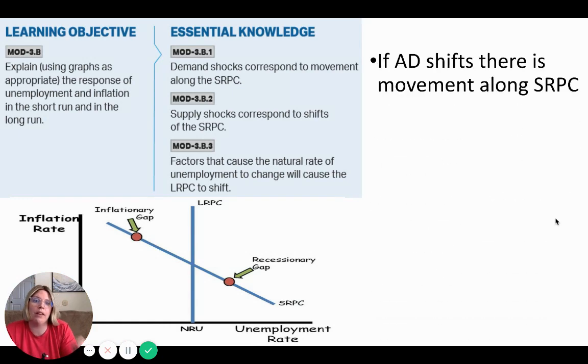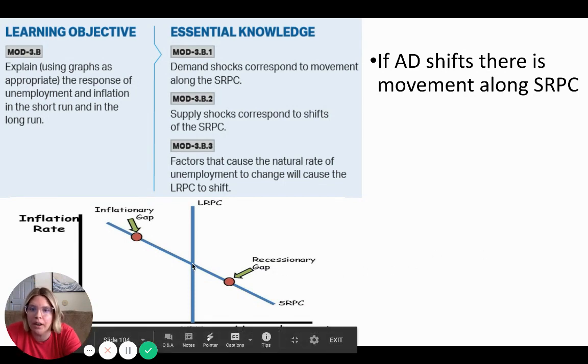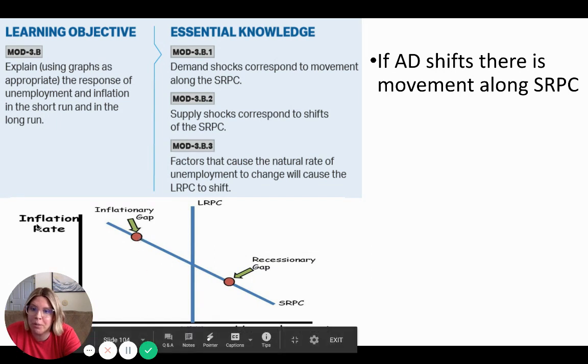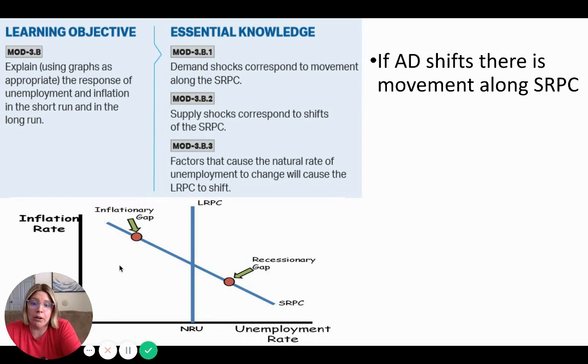So let's just remember that if AD shifts, there's then movement along our Phillips curve. You can see here, if we were in equilibrium here, and then all of a sudden we went into an inflationary gap, so that would be AD shifting to the right. And now we're in an inflationary gap. That would be movement up along, where we're seeing lower levels of unemployment, but then higher rates of inflation or higher price level you'd see on the ASAD model.